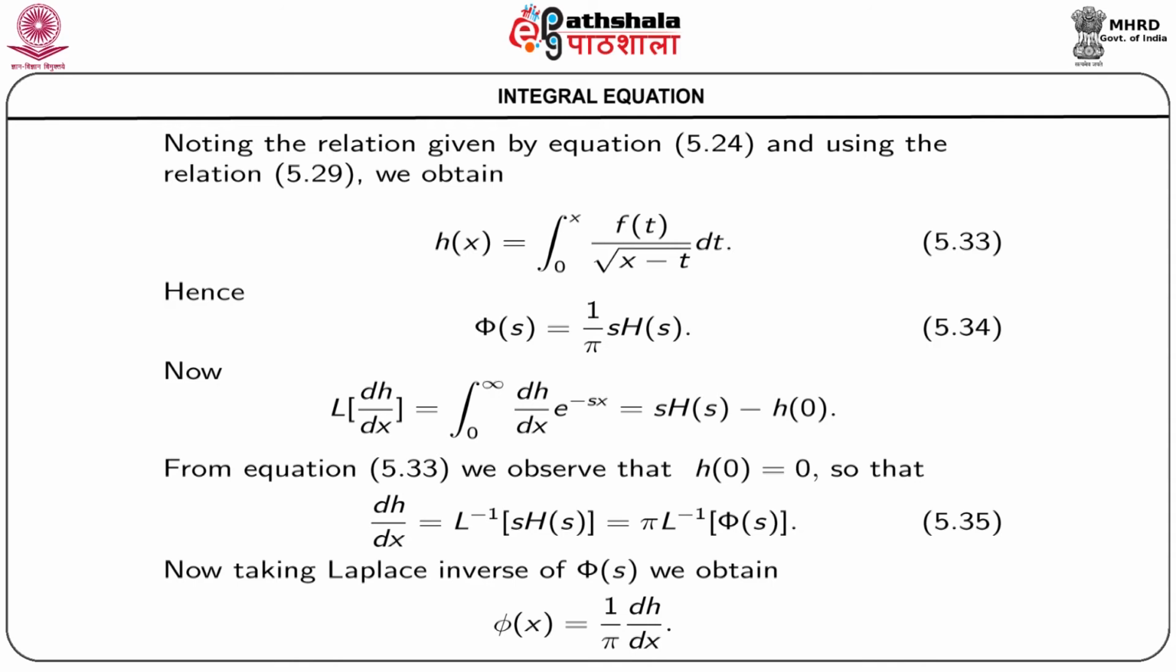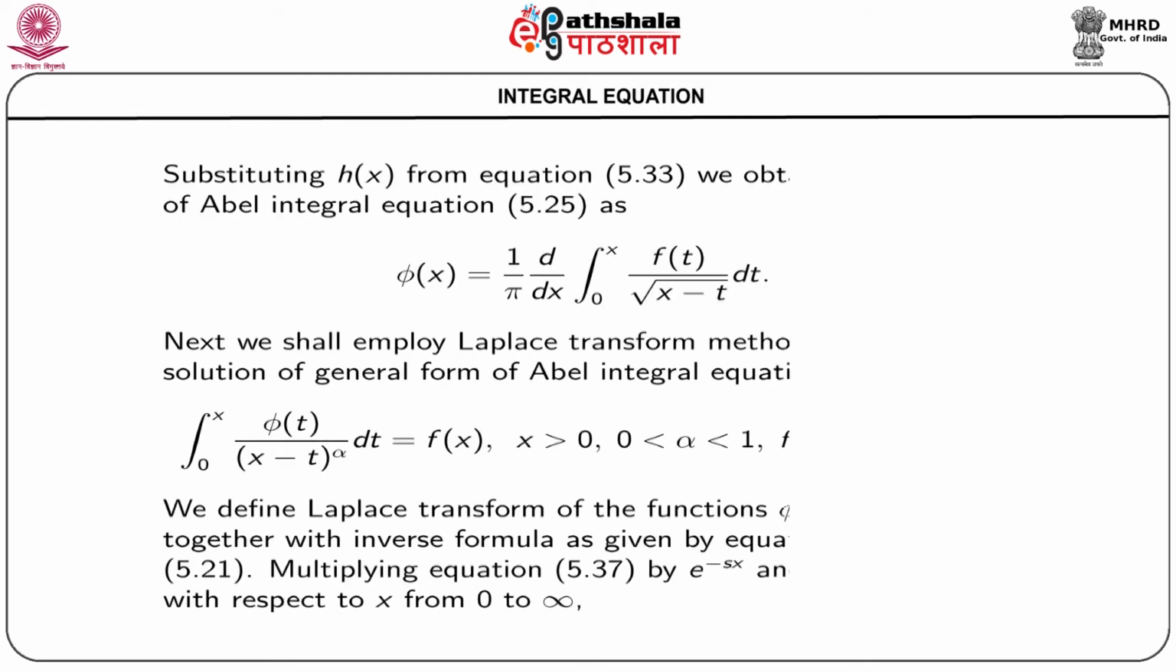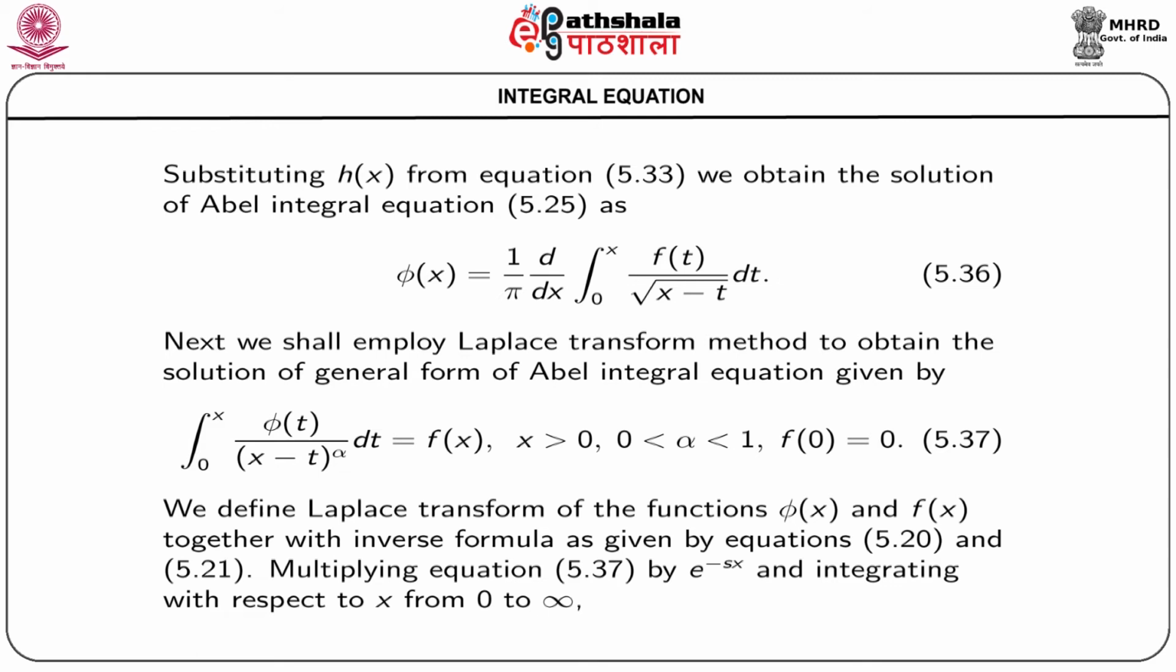So, the solution phi x of Abel integral equation can be obtained by substituting h x in the expression phi x equal to 1 by pi dh dx to obtain phi x as given by equation 5.36. So, this is the solution of simplest form of Abel integral equation.